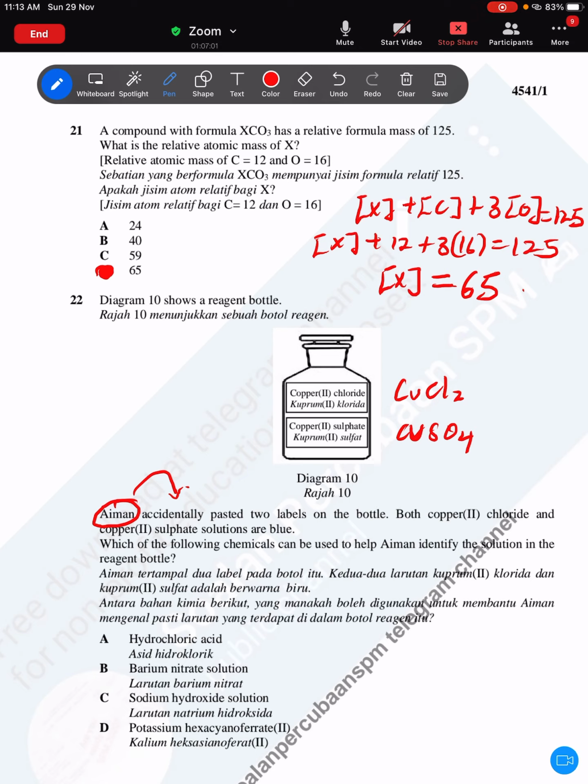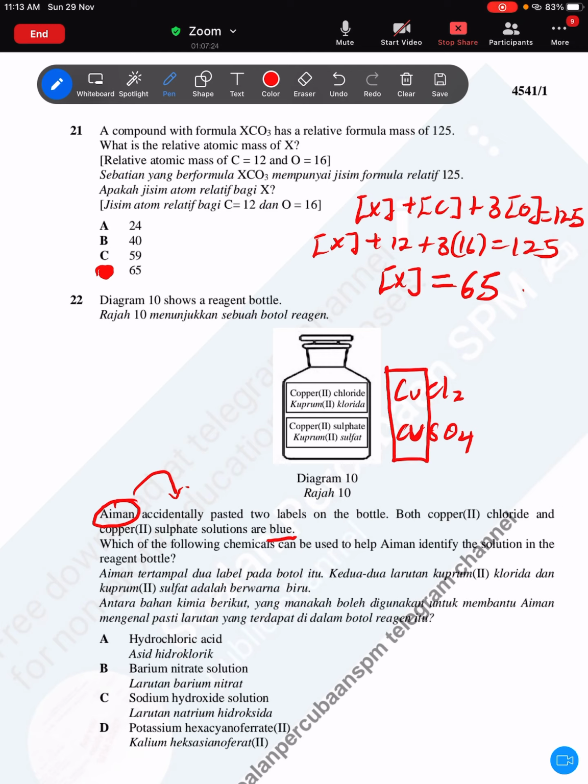Okay, Aiman accidentally pasted two labels on the bottle. So this question, let Aiman answer. Both copper chloride and copper sulfate solution are blue. Because of why, Aiman? Answer this. Because both contain copper. Copper is blue in color.